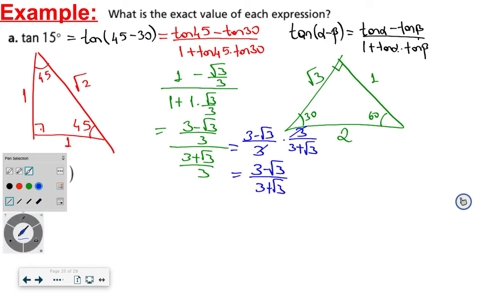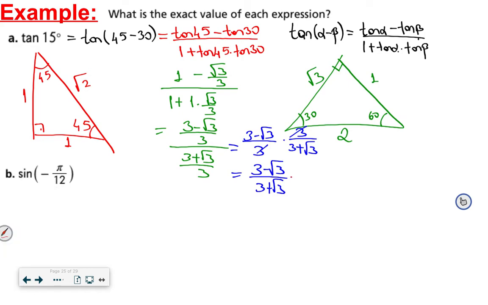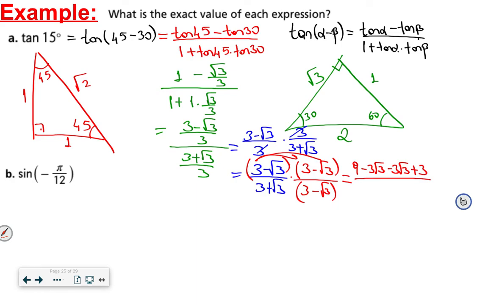We don't leave the denominator with the radical sign. That's why we need to multiply both numerator and denominator by 3 minus radical 3 over 3 minus radical 3. Then, if you distribute, you will get 9 minus 3 radical 3 minus 3 radical 3 plus 3 over 9 minus 3. From here, if you combine, you will get 12 minus 6 radical 3 over 6. If you simplify that, you will get the answer: 2 minus radical 3 is your answer.